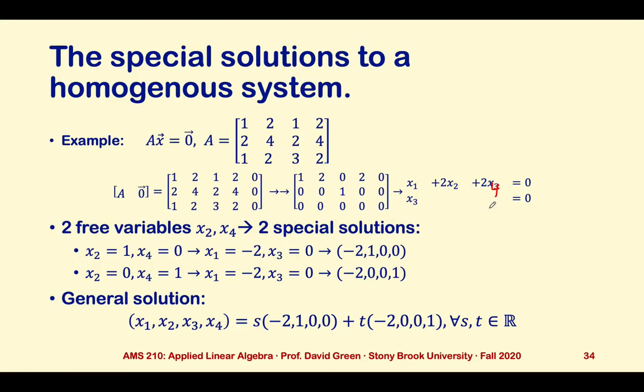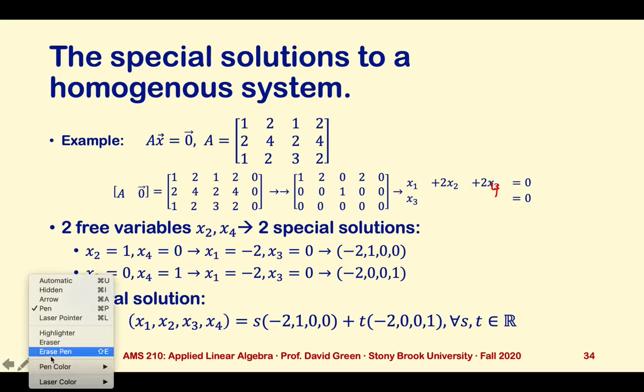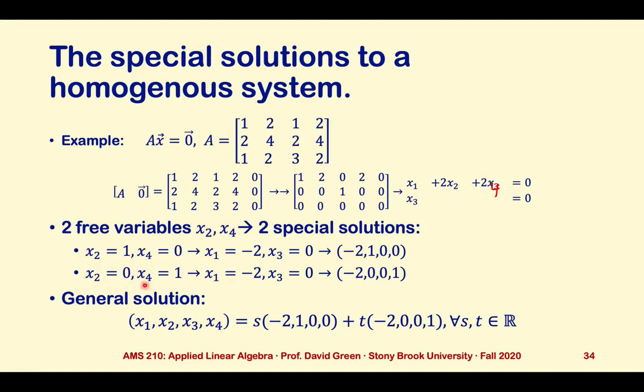Rather than taking this and expressing it in terms of parameters, we're going to simply plug in our two choices for our free variables. In the first case, we set x2 equals 1 and x4 equal to 0. And in the second case, we do the opposite. We set x2 equals 0 and x4 equal to 1. In the first case, if x2 equals 1 and x4 equals 0, then we would have x1 plus 2 plus 0 equals 0. So x1 must equal -2, and x3, well, x3 is always 0. That gives us a special solution of -2, 1, 0, 0.